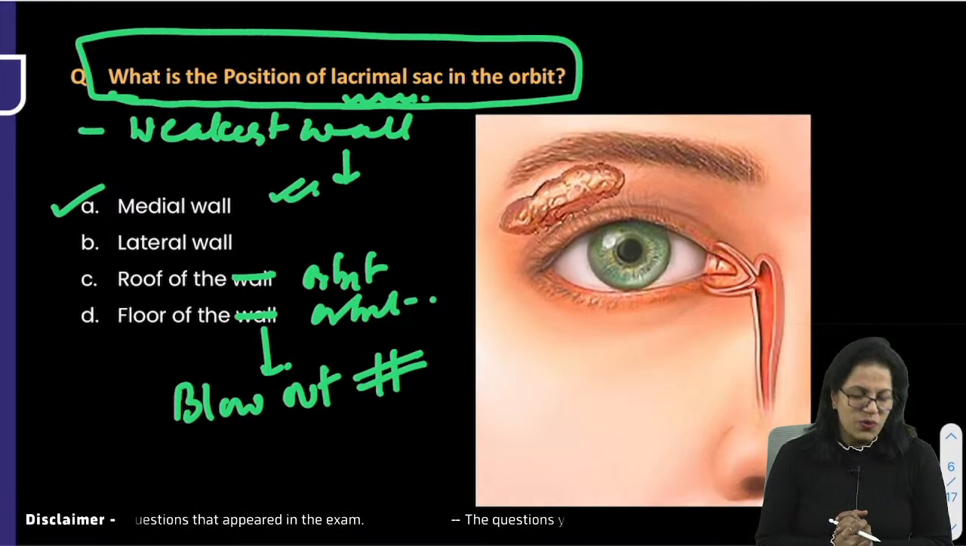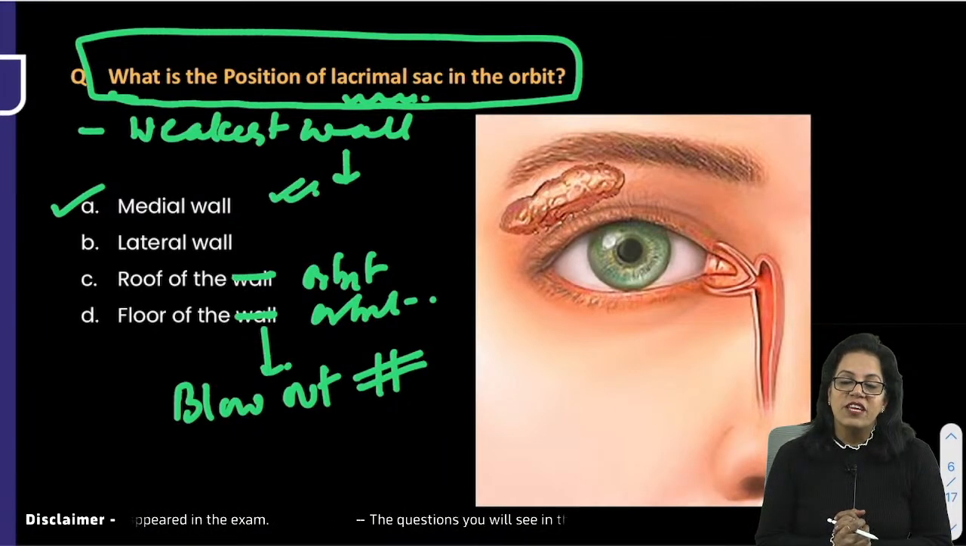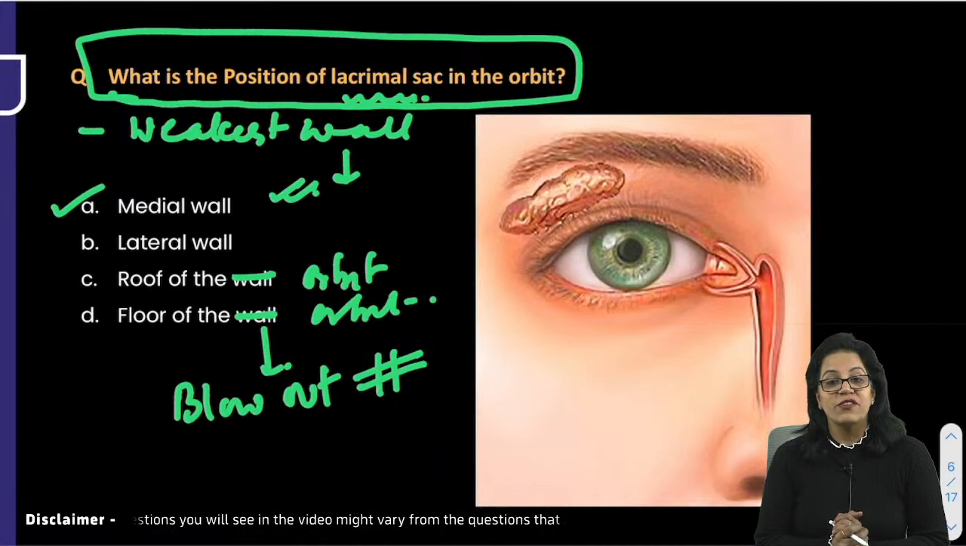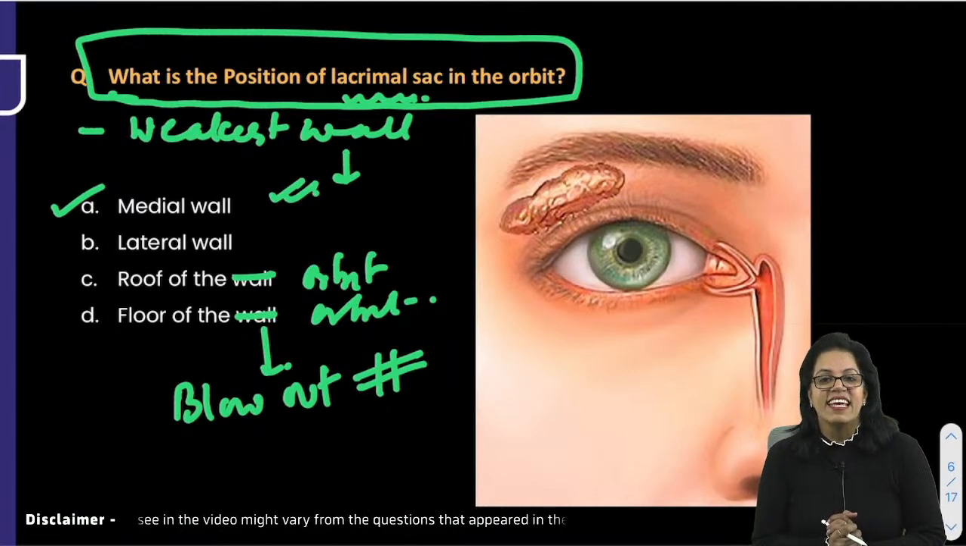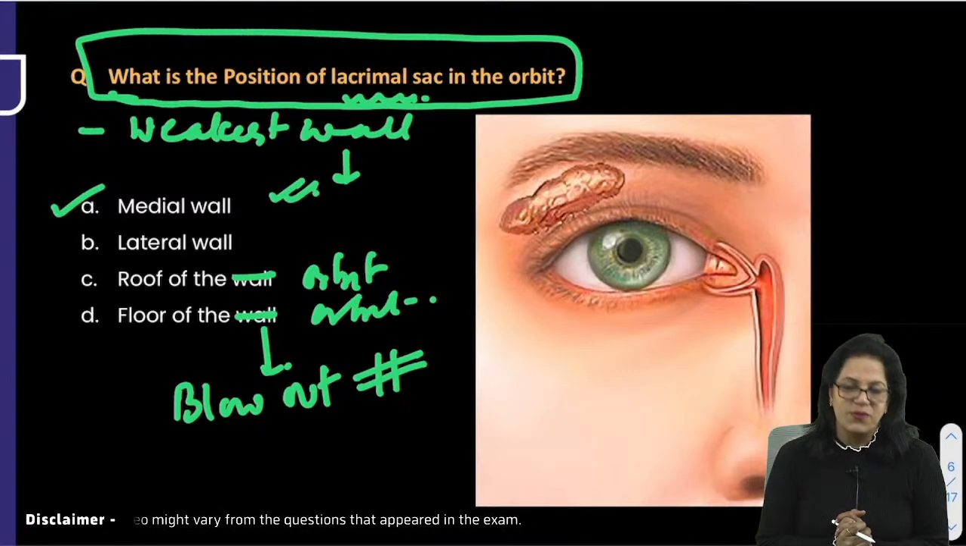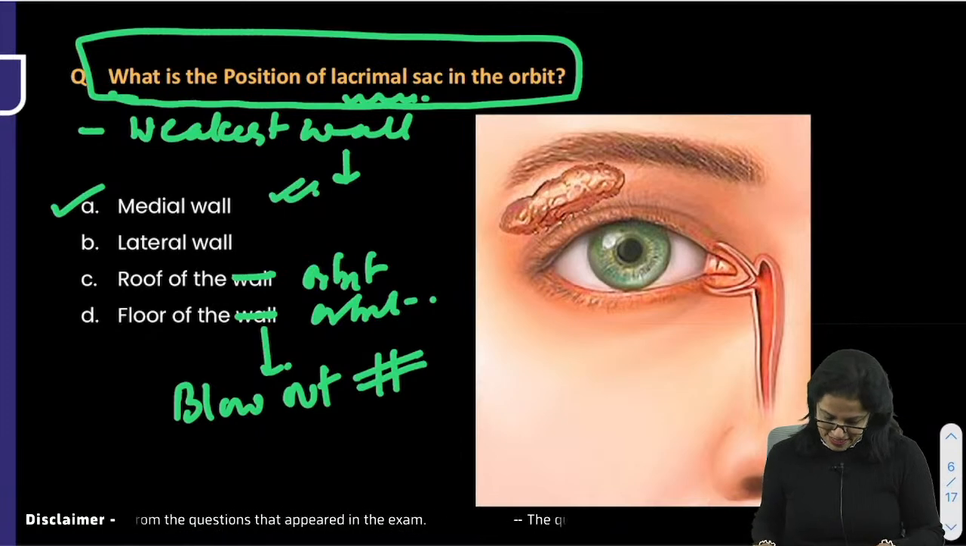Okay. So the weakest part of the floor is the posteromedial part. Just medial to the inferior orbital fissure. We can note down this, right? It is the posteromedial part. Okay? All of you comfortable? Chalo, we come to the next then. Next question.